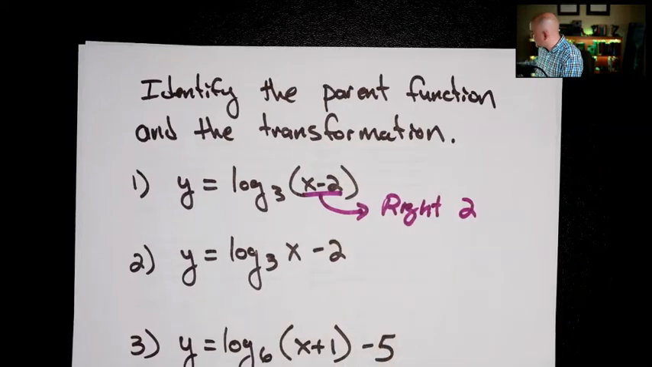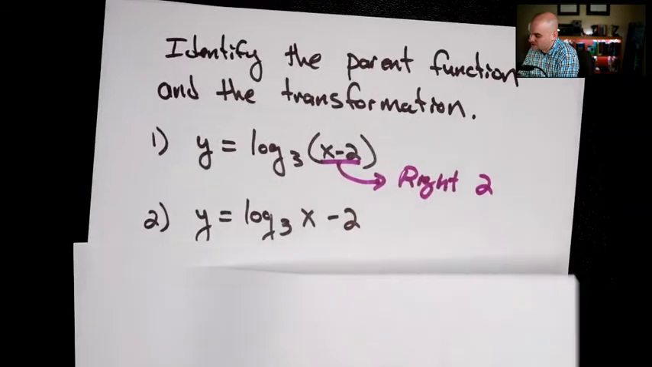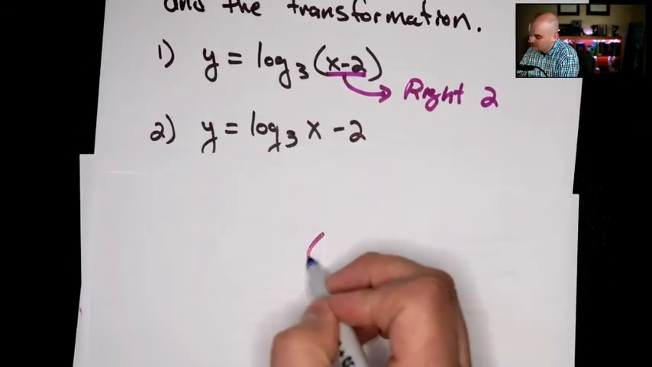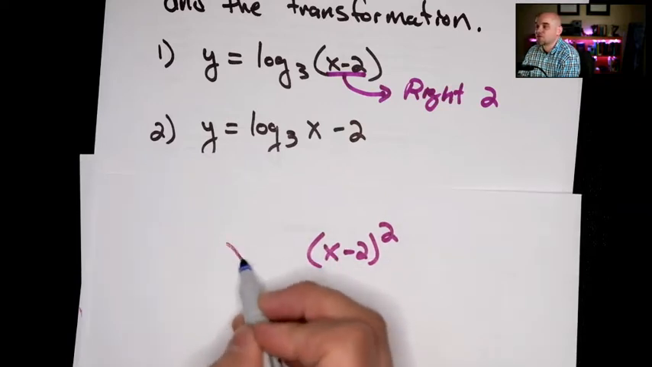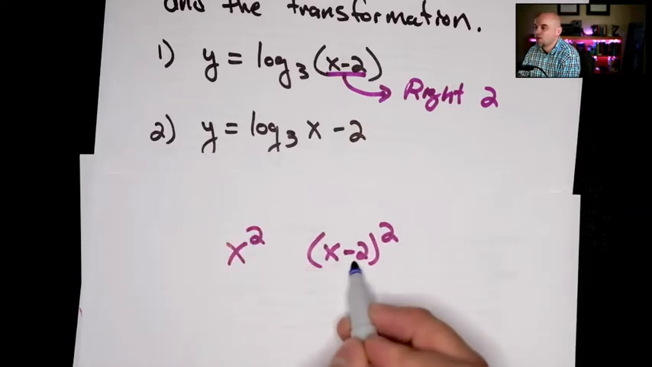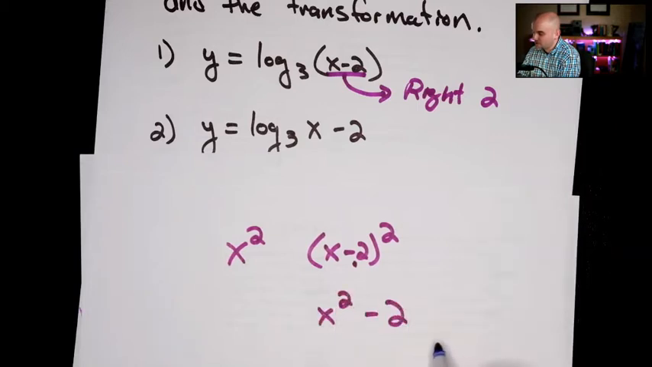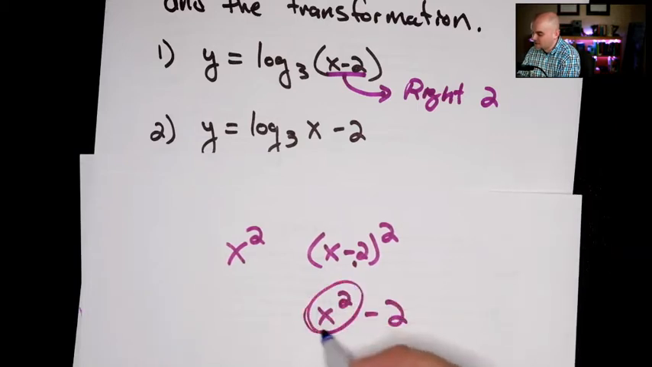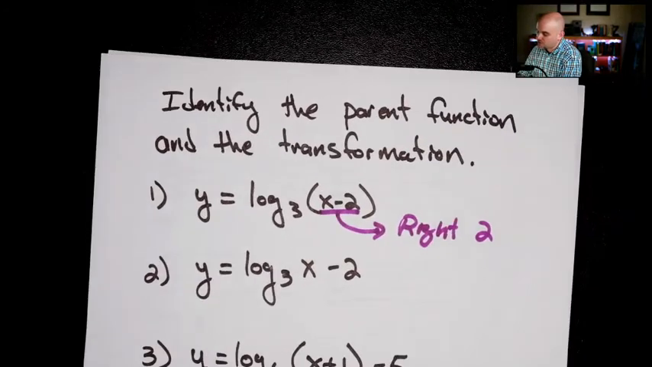And that's kind of like when we had something like, let's suppose, go back to the basic parent function of x squared. If I had x minus 2 quantity squared, that's the parent function x squared, and we are moving it to the right 2. If I had x squared minus 2 on the outside, that is the parent function x squared, and then we're moving it down 2. So this is to the right 2, this is down 2, and that's what we've got going on with number 1 and 2 here.